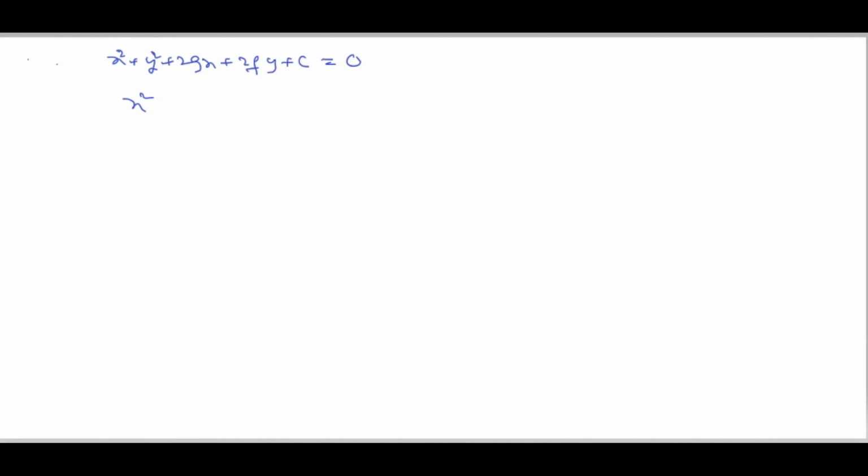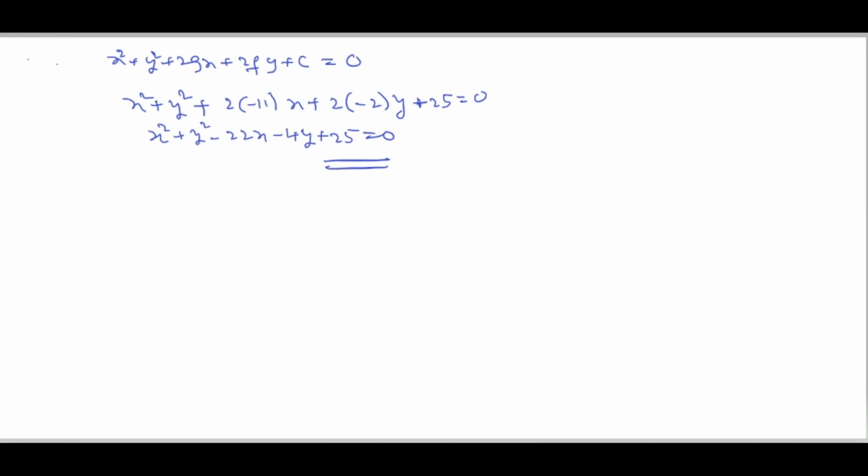That is x square plus y square, 2 into g value minus 11 into x plus 2 into f value minus 2 into y plus c value plus 25 is equal to 0. So that is x square plus y square minus 22x minus 4y plus 25 is equal to 0. This is the general equation of the circle passing through three given points.